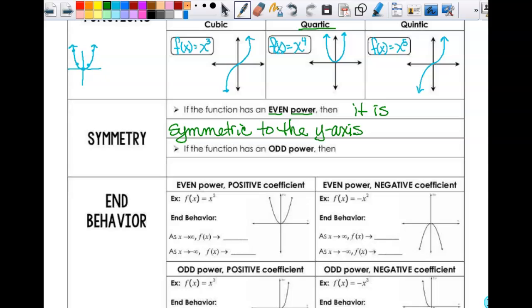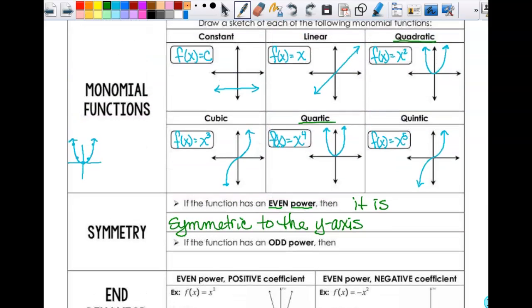Okay? Even after transformations, because since it's a monomial, we're not going to have any translations left, right, up, or down, because that's when we have to add and subtract stuff. But we can stretch it, because that's multiplying, or squish it, either way, or reflect it. And so if we do all that stuff, shrink, stretch, and flip, it's still going to be symmetric to the y-axis. Okay? And then we have the odd powers.